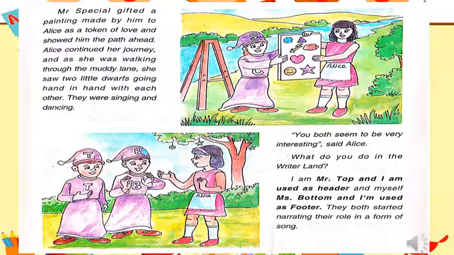"You both seem to be very interesting," said Alice. "What do you do in the Writerland?" Then those two friends say, "I am Mr. Top, and I am used as a header, and myself Mr. Bottom, and I am used as a footer." They both started narrating their role in the form of a song.